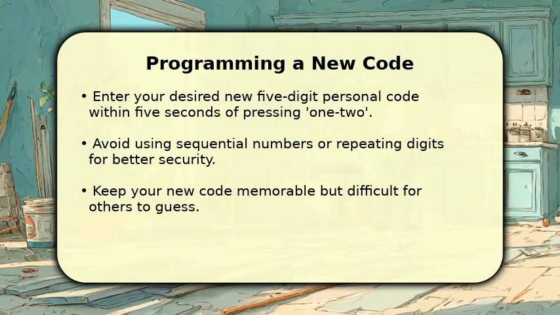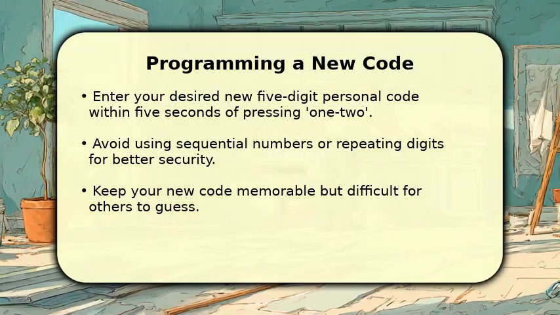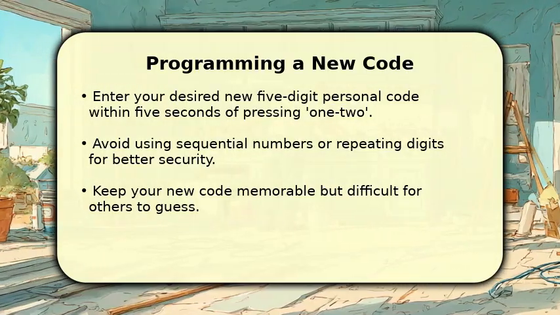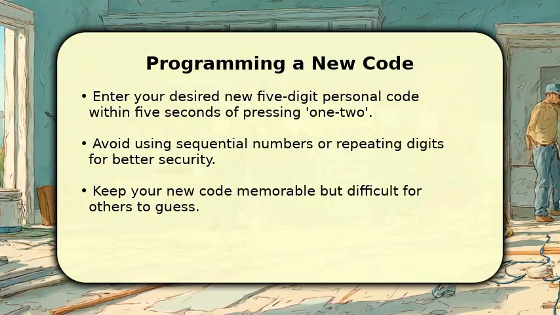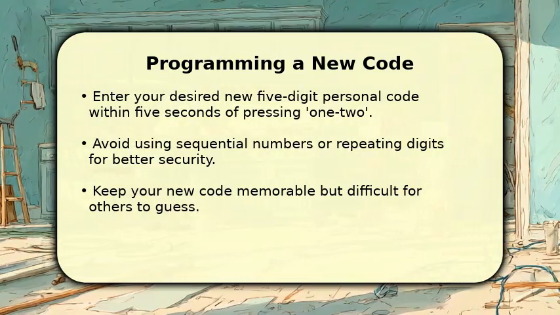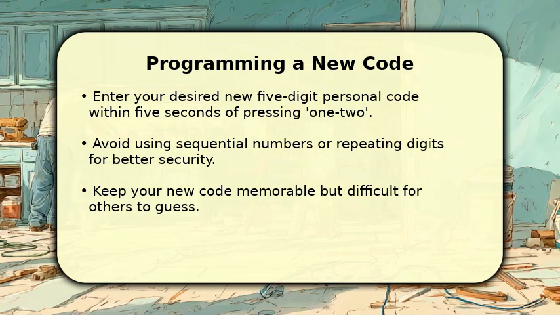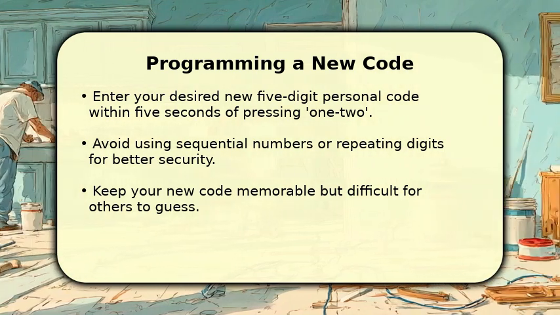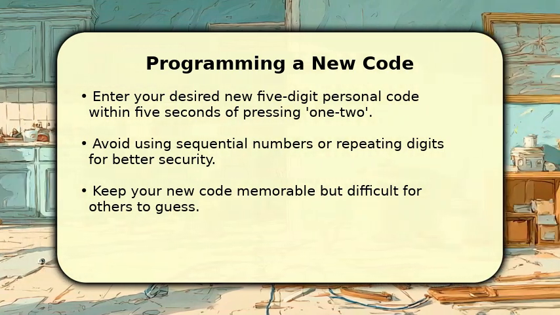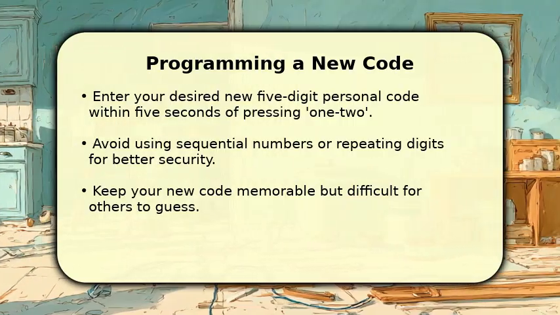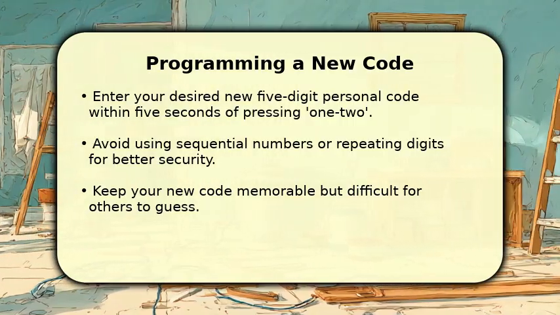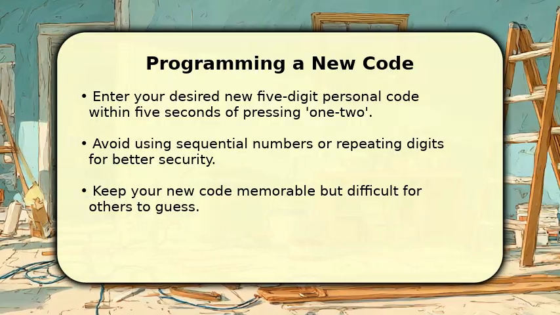Now, within another 5 seconds, type in your new preferred 5-digit personal code. Choose a combination that is easy for you to remember, but challenging for others to guess. For instance, avoid simple sequences like 1, 2, 3, 4, 5 or repeating numbers. Your vehicle will then store this new code. Make sure you enter it accurately on your first try for a smooth setup process.